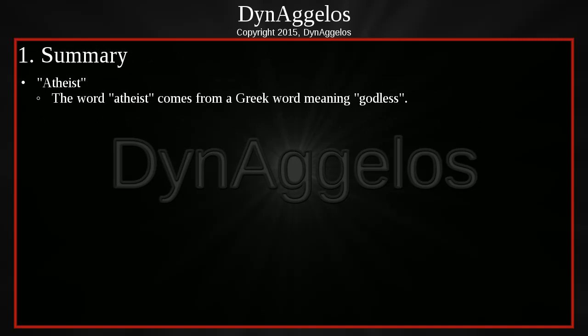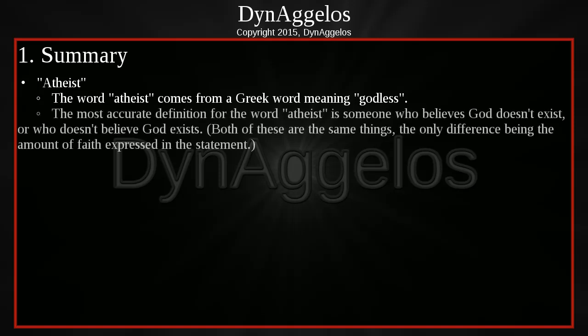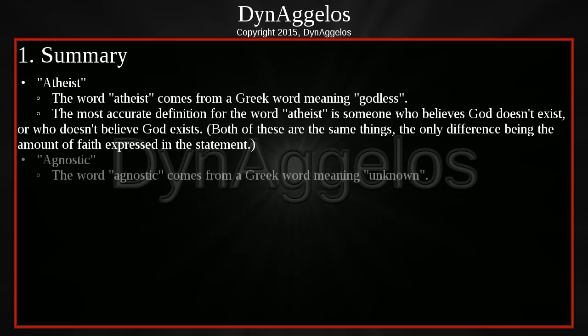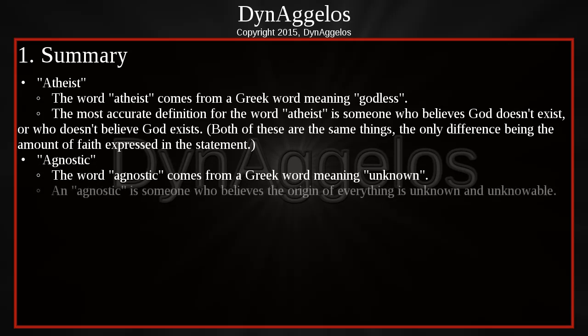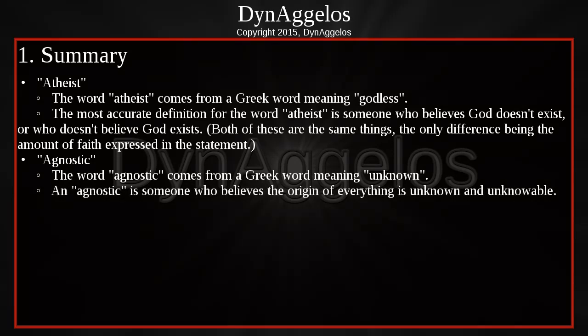Summary. Atheist. The word atheist comes from a Greek word meaning godless. The most accurate definition for the word atheist is someone who believes God doesn't exist, or who doesn't believe God exists. Both of these are the same thing, the only difference being the amount of faith expressed in the statement. Agnostic. The word agnostic comes from a Greek word meaning unknown. An agnostic is someone who believes the origin of everything is unknown and unknowable.